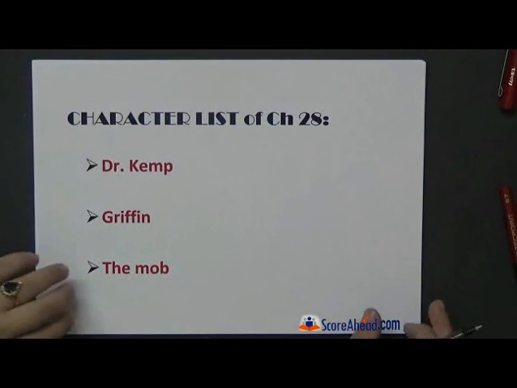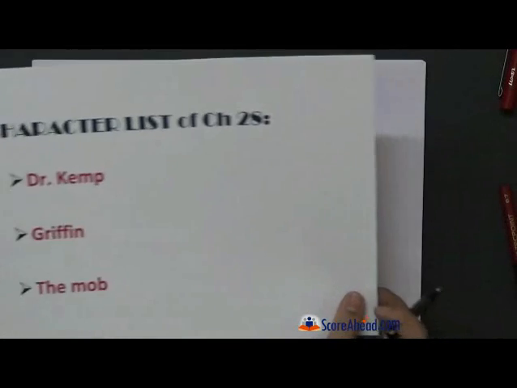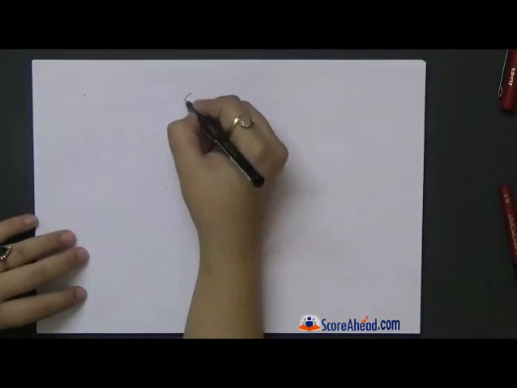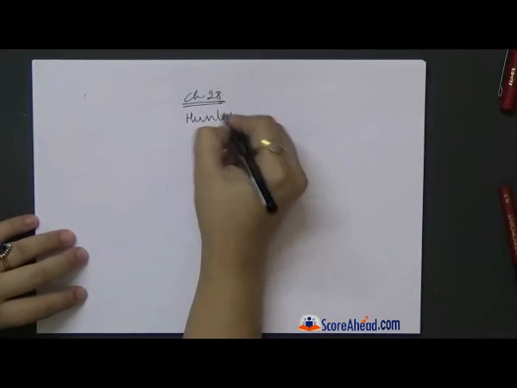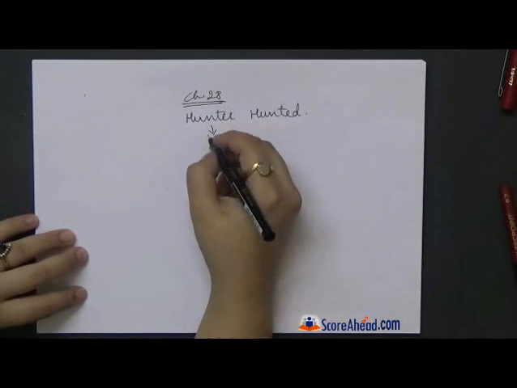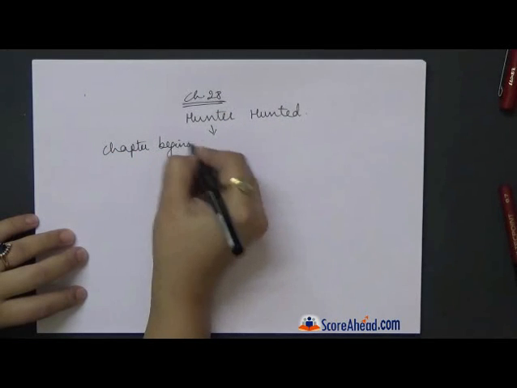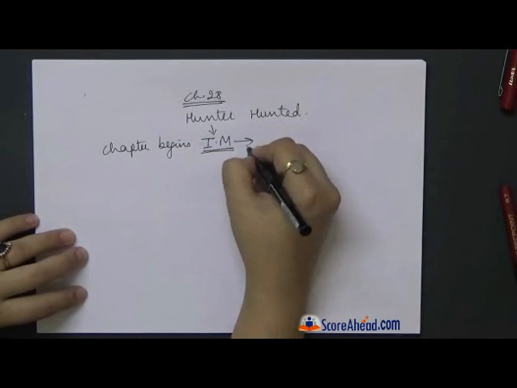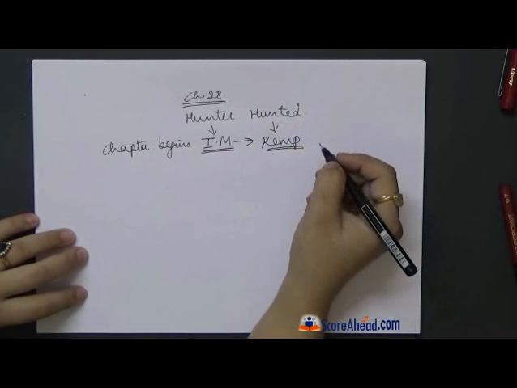The characters of this chapter are Dr. Kemp, Griffin, and then there is the mob, which is going to play a very important role in the end. So in chapter number 28, we are talking of the hunter and we are talking of the hunted. And who is the hunter? As the chapter begins, we see that it is the invisible man or Griffin who is the hunter, and he is going after Dr. Kemp, who is the hunted man.